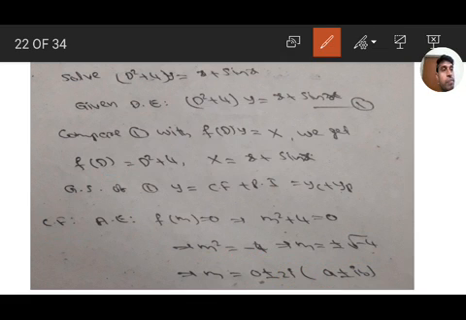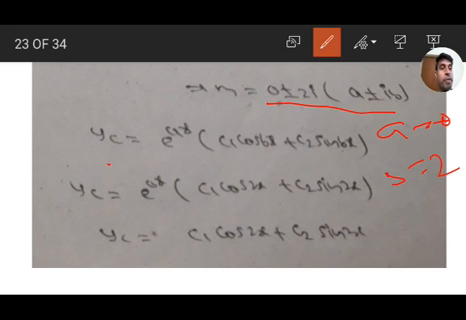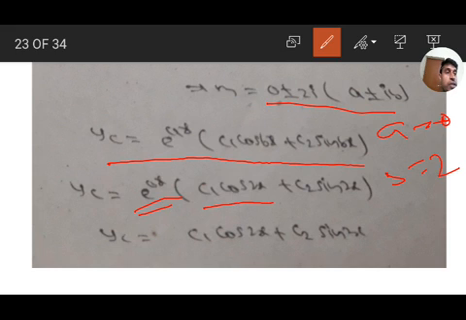So for the solution, m equal to 0 plus or minus 2i, so a plus or minus ib, a equal to 0, b equal to 2. So the complementary function is e to the power of ax times (c1 cos bx plus c2 sin bx). With a equal to 0, that means e to the power of 0 times (c1 cos 2x plus c2 sin 2x), and e to the power of 0x means e to the power of 0, that is 1. So the complementary function equals c1 cos 2x plus c2 sin 2x.